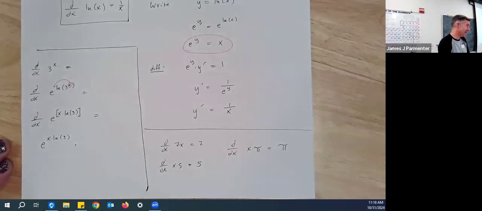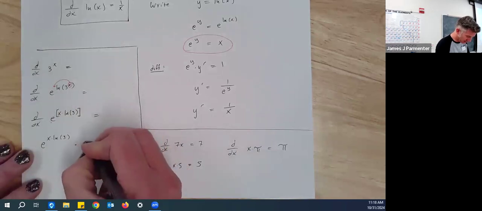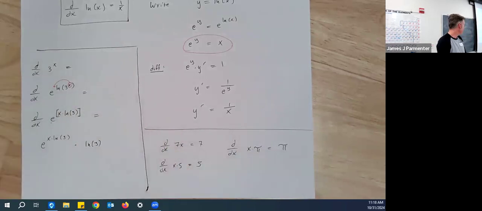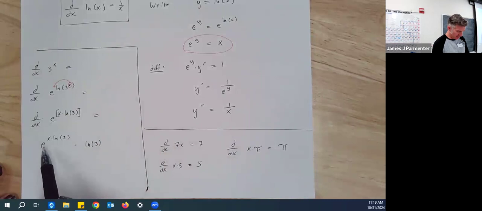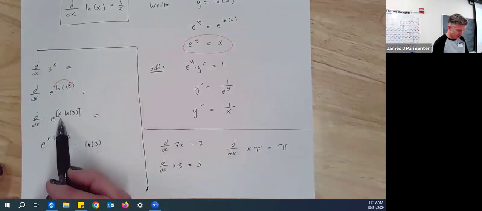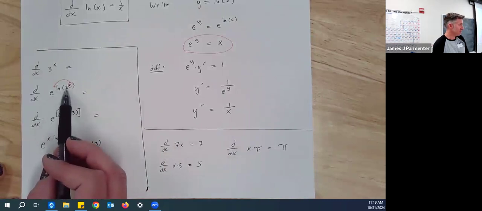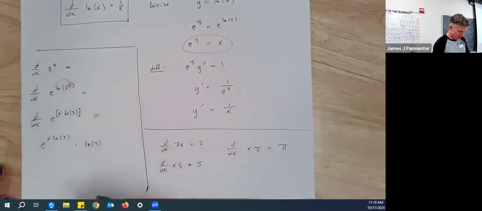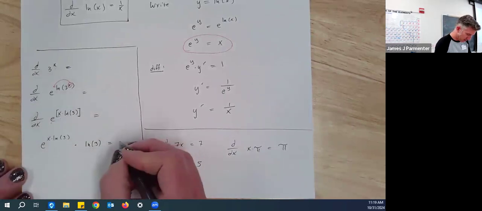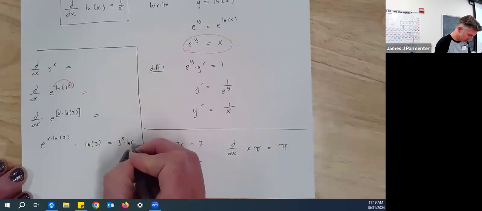Natural log of 3, because the natural log of 3 is just a constant. Right? There aren't any variables there. And I really don't want to leave my answer looking like this because it's atypical. And we should know that e to the x times natural log of 3 is just the same as e to the natural log of 3 to the x, which is just the same as 3 to the x. So really, we should write our answer as 3 to the x times natural log of 3.